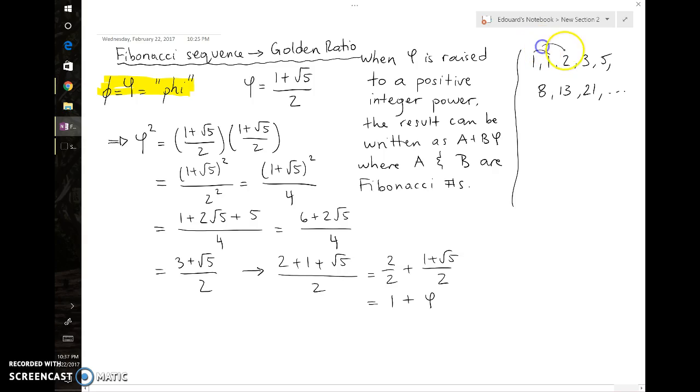Like 1 plus 1, that's 2. That's how you get that entry. 1 plus 2, that's 3. That's how you get the next number. 3 plus 2 added together, that's 5. That's how you get the next number. 3 plus 5 added together is 8, etc.